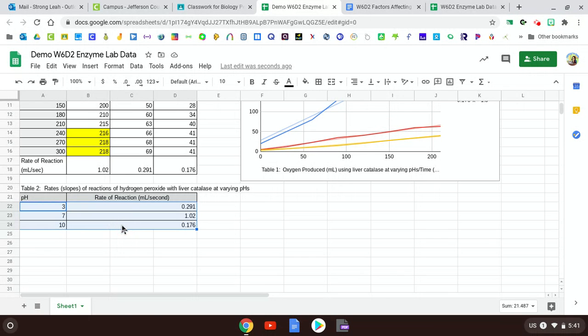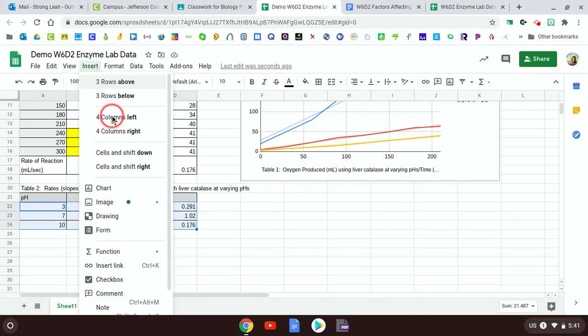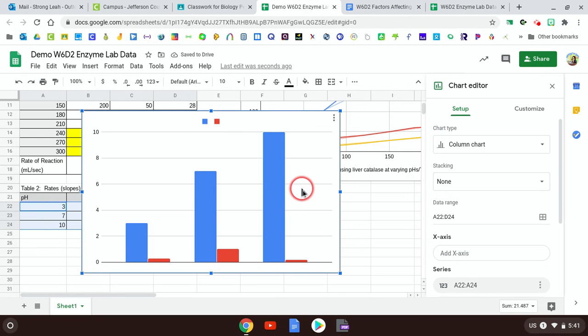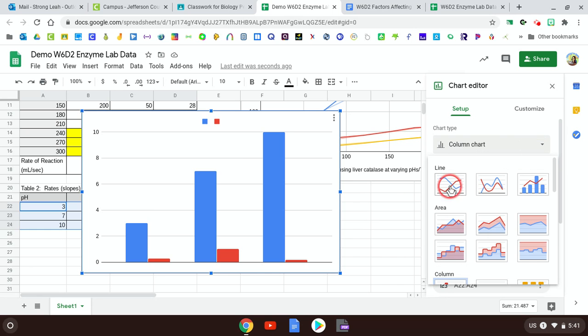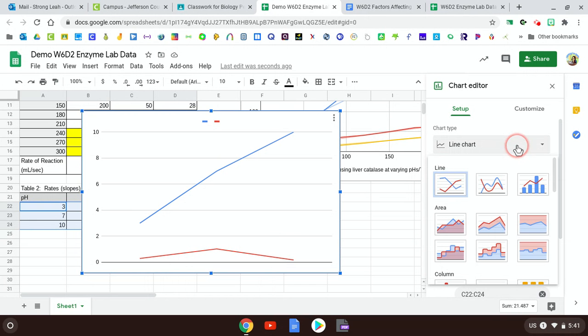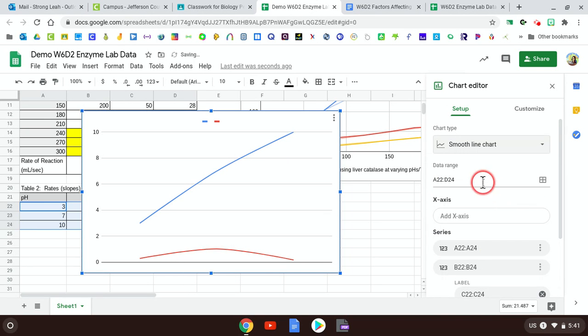So remember, highlight your data, come up, hit Insert, Chart, and it always wants to come up with a column chart. We know that's not right. So let's put in our lines. All right. For some reason, this line chart wants to graph the pH over here. And we don't want that. So let's see. We've got to change our axes.